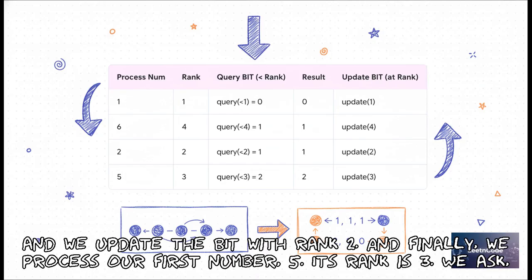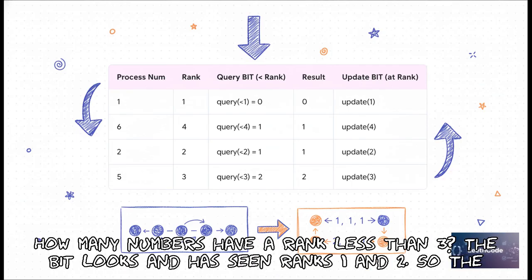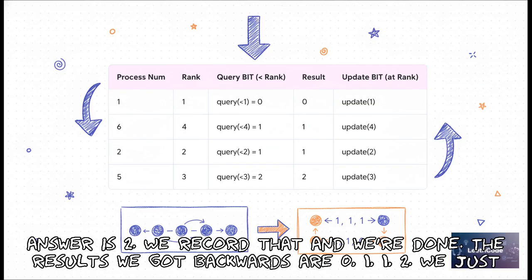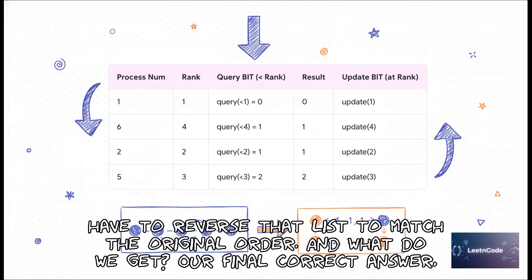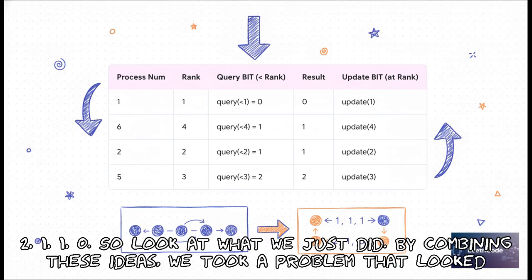And finally, we process our first number, 5. Its rank is 3. We ask, how many numbers have a rank less than 3? The BIT looks and has seen ranks 1 and 2. So the answer is 2. We record that, and we're done. The results we got backwards are 0, 1, 1, 2. We just have to reverse that list to match the original order, and what do we get? Our final correct answer, 2, 1, 1, 0.